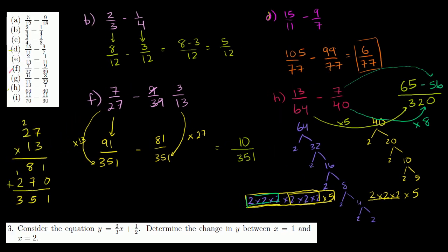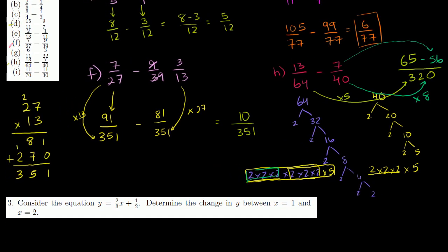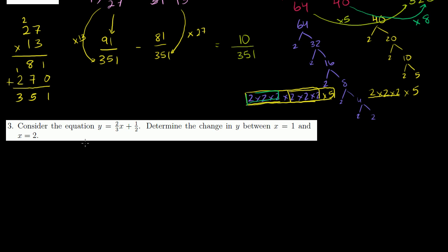Let's do this last problem down here. Consider the equation y is equal to 2 thirds x plus 1/2. Determine the change in y between x is equal to 1 and x is equal to 2. All right, let's make a little table, x and y. When x is equal to 1, what is y?